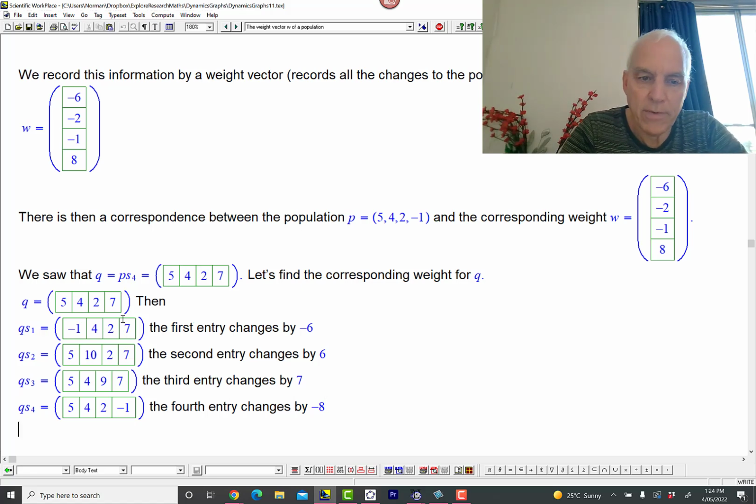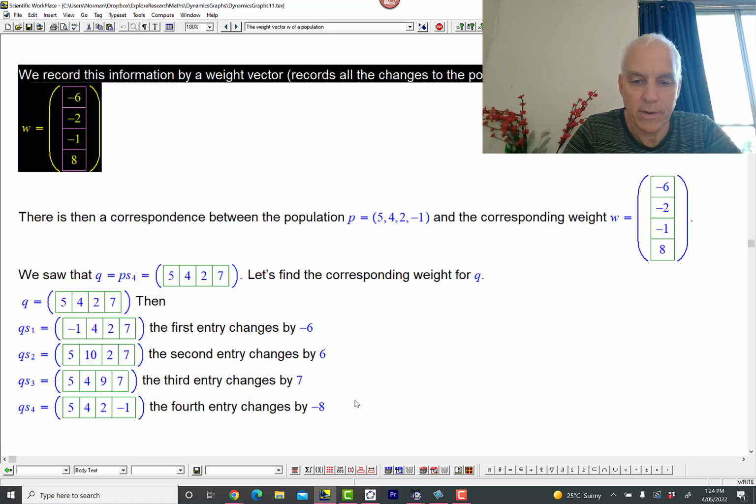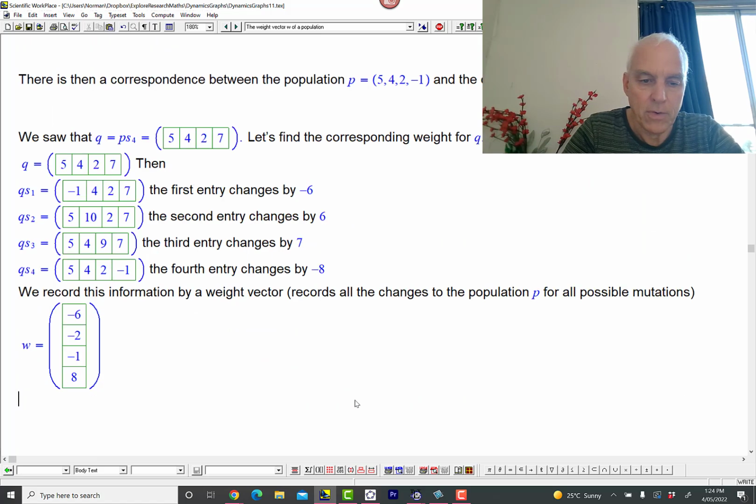Okay, so now we record this information. We can just copy this thing here. Record this information by a weight vector. Record all the changes to the population Q now. Okay, and what is this weight vector? The first one is -6. That hasn't changed. Then the -2 is now a 6. The -1 here changed to a 7, and this one changed to a -8.